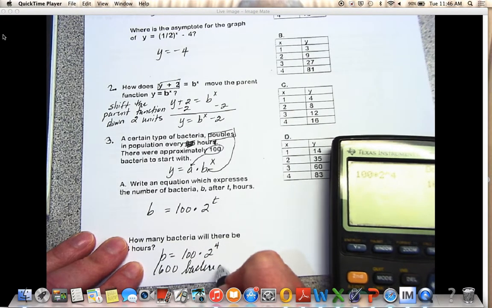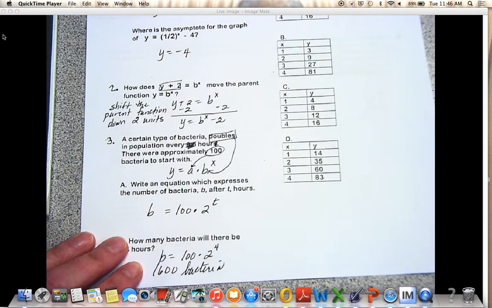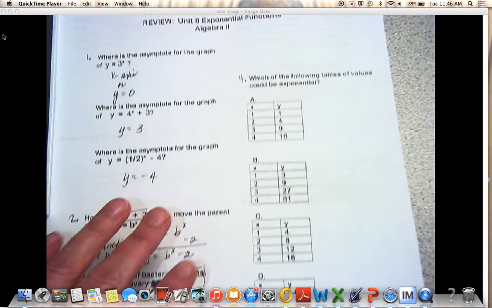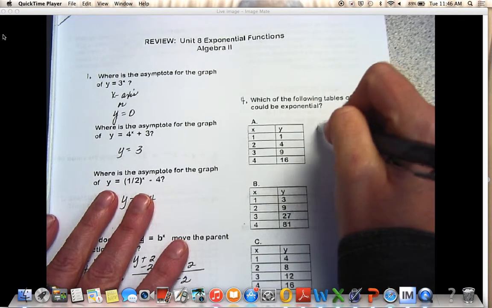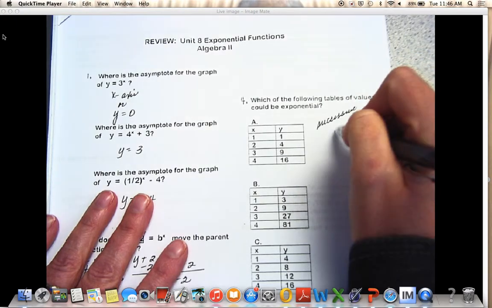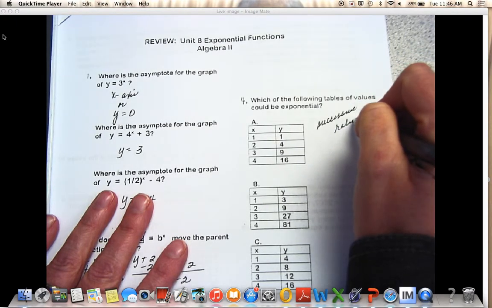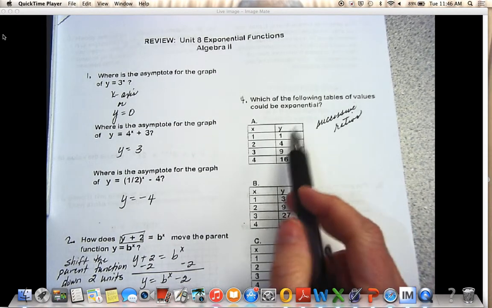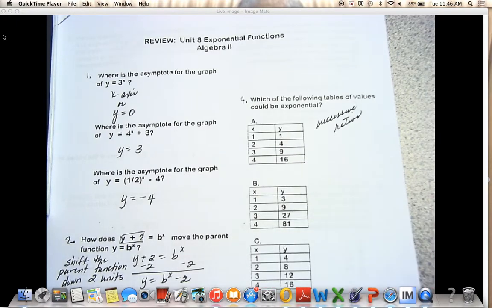All right. Over on the side, on number 4, it says, which of the following table of values could be exponential? Guys, with tables, you're looking for successive ratios. C. We will see. Here's the deal. The successive ratios have to be the same all the way up and down the table. That's what's special about exponentials.